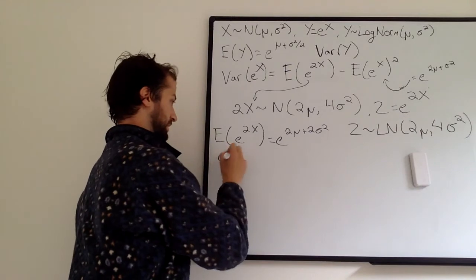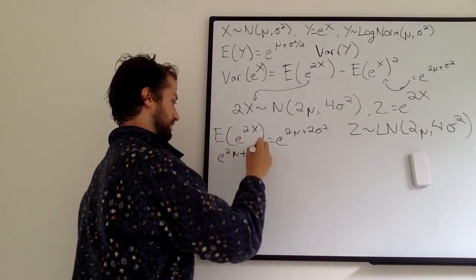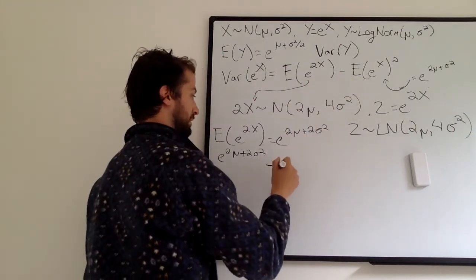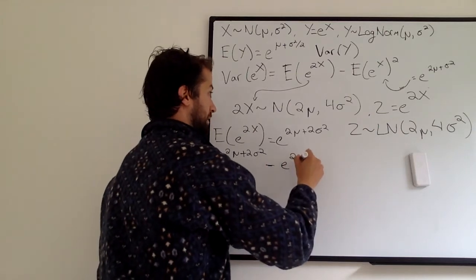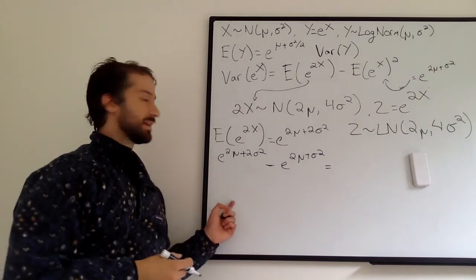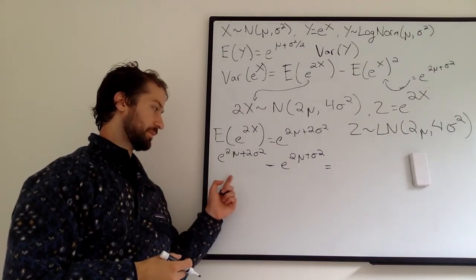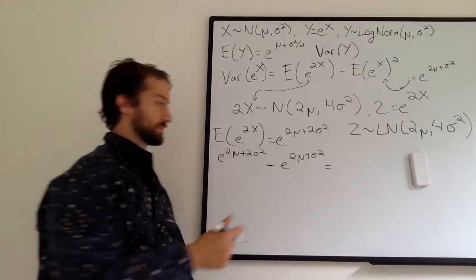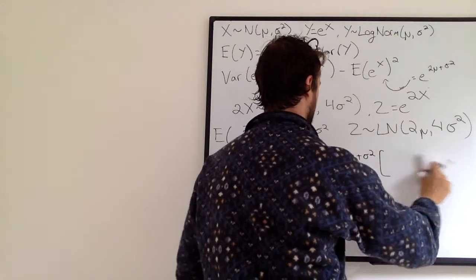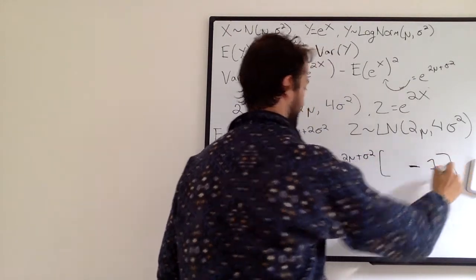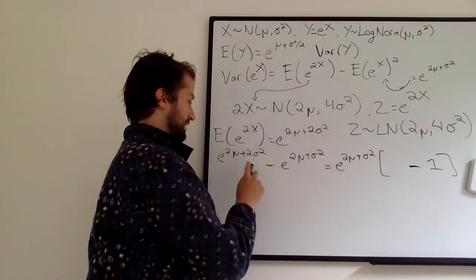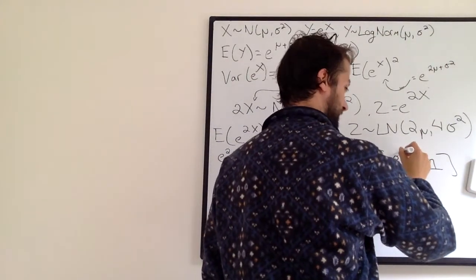We just have to do some subtraction. 2 mu plus 2 sigma squared. Because in the original, we're subtracting this expected value minus this expected value, minus 2 mu plus sigma squared. These terms look very similar. We can factor out this e to the 2 mu plus sigma squared. The second term becomes 1, right? Because that is the second term. And the first term, we basically have everything in the numerator except for this extra sigma squared. So it's just e to the sigma squared.